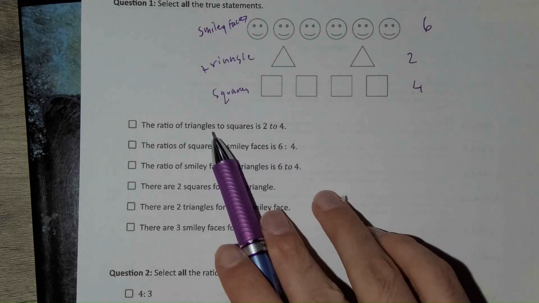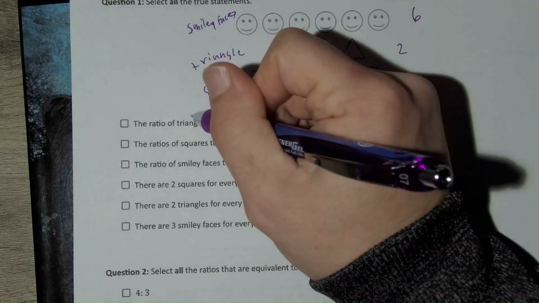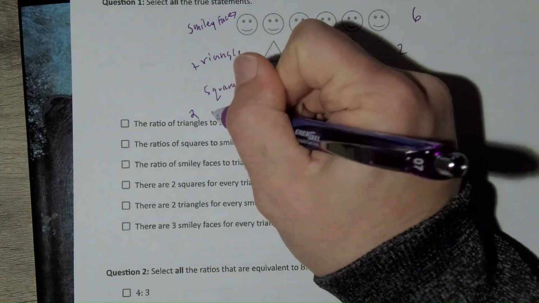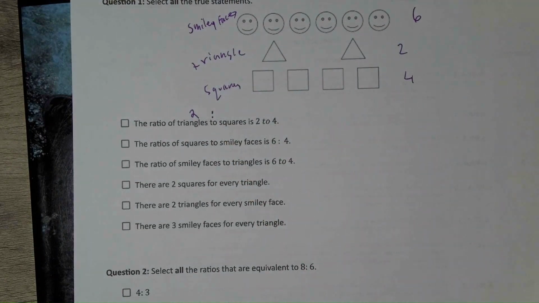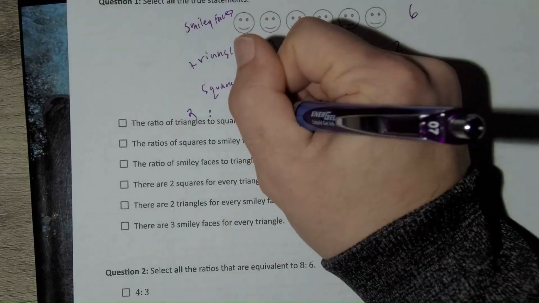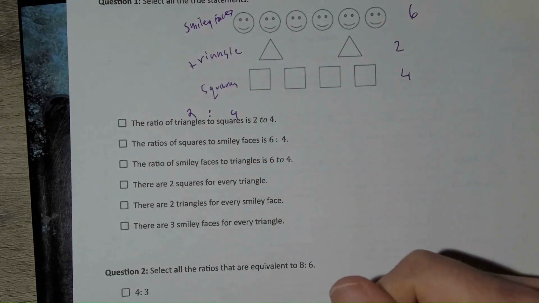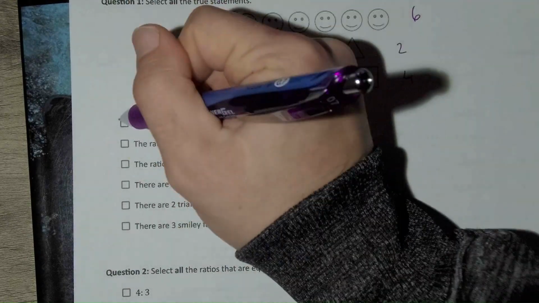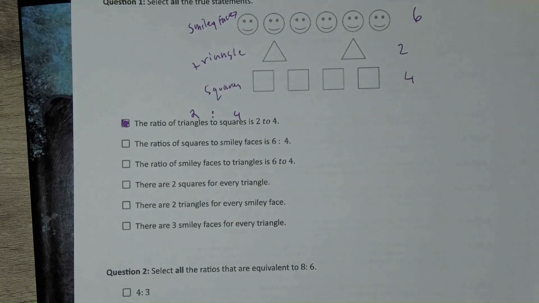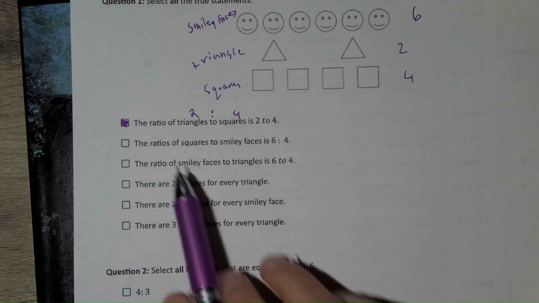Well, how many triangles are there? There's 2, so I can do 2 triangles. The word 2 we can say is a colon to our squares, which is 4. This is a 2 to 4, right? 2 to 4. And so, yes, they are equivalent.